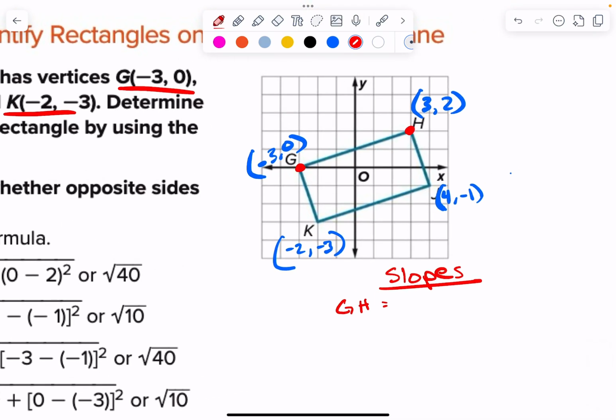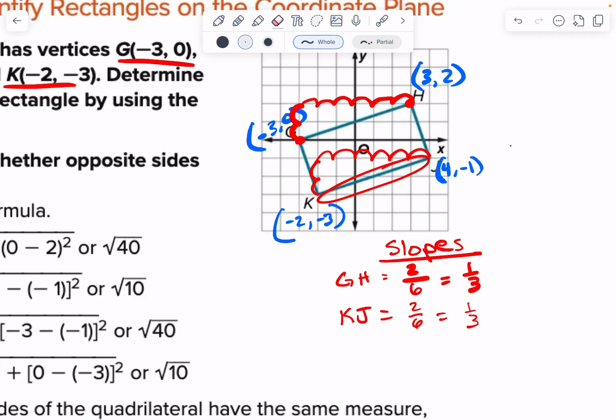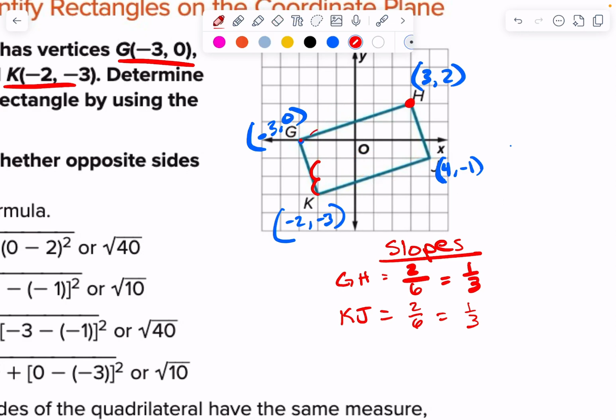So I'm going from G to H. That's a rise of 2 and a run of 1, 2, 3, 4, 5, 6. 2 over 6, which is a slope of 1/3. Now I also want to do KJ. His slope is going up 2 and over 6, so up 2 over 6, which is also 1/3. Since those two have the same slope, this one is parallel to that one. Great.